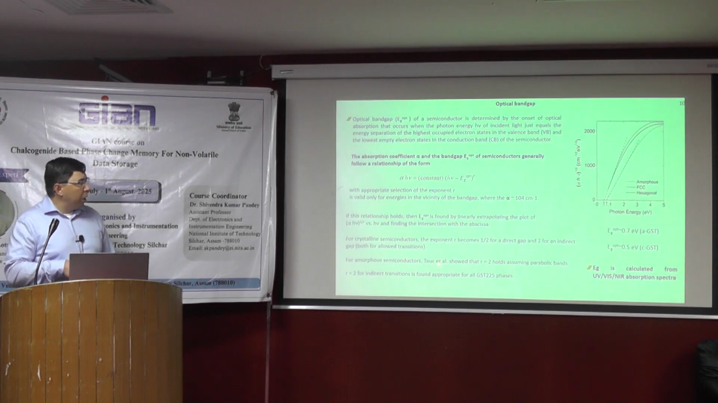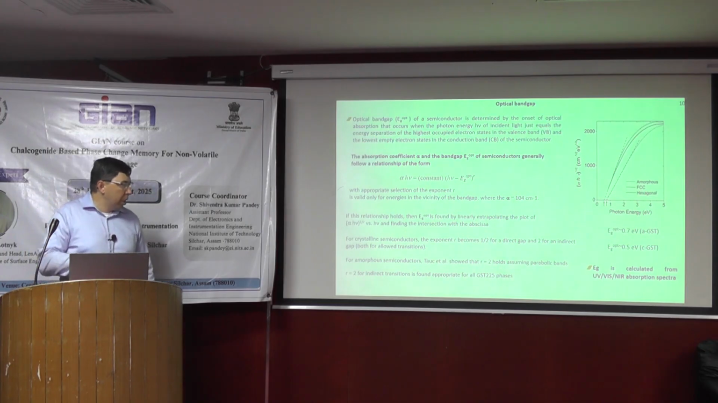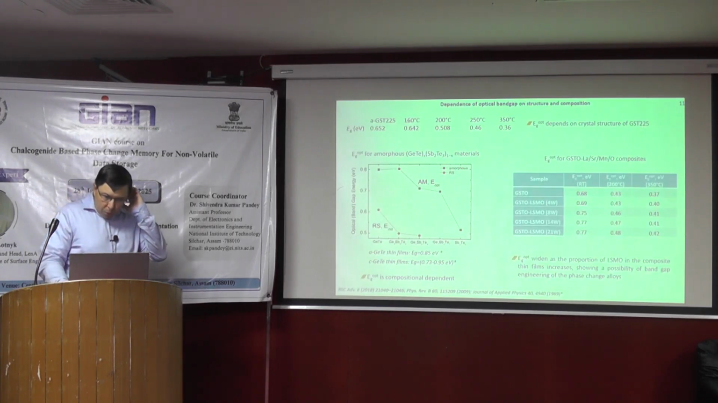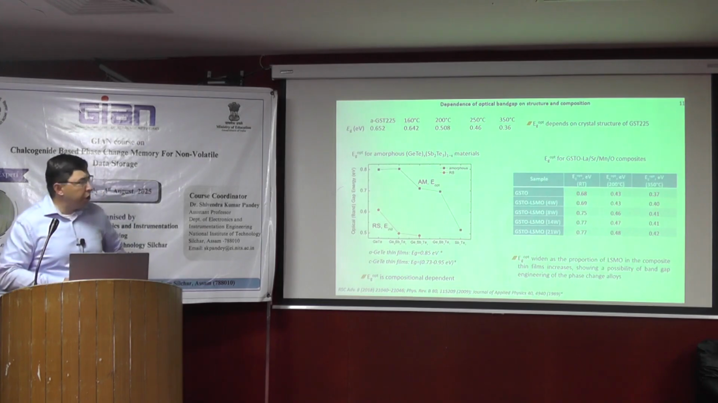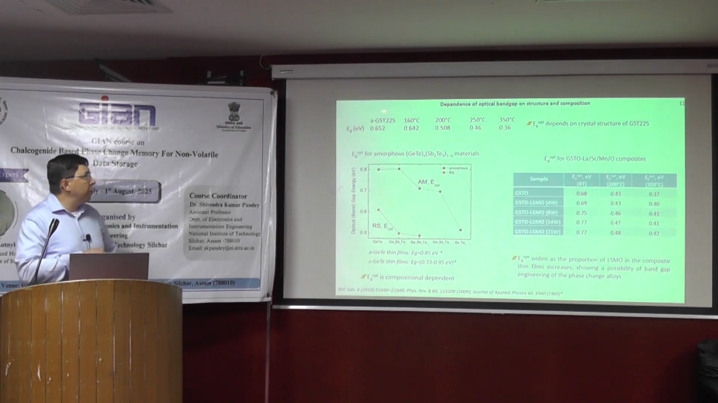And for amorphous semiconductors, Tauc showed that R is equal to holes, assuming parabolic bands. So now let us look at the properties of different phases of phase change materials. For standard GST225, the band gap in the amorphous state is like 0.7 electron volt.